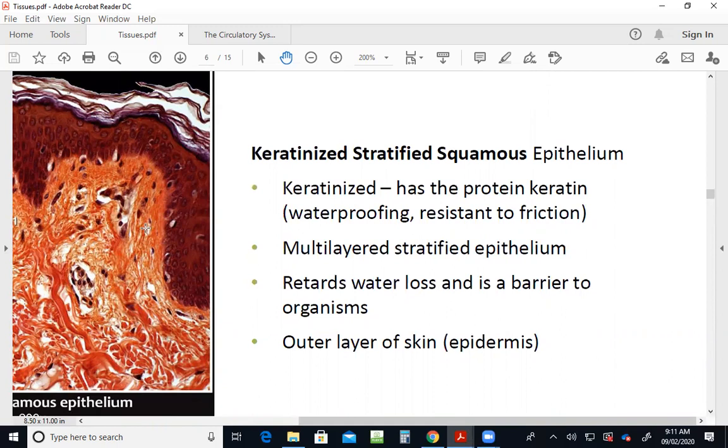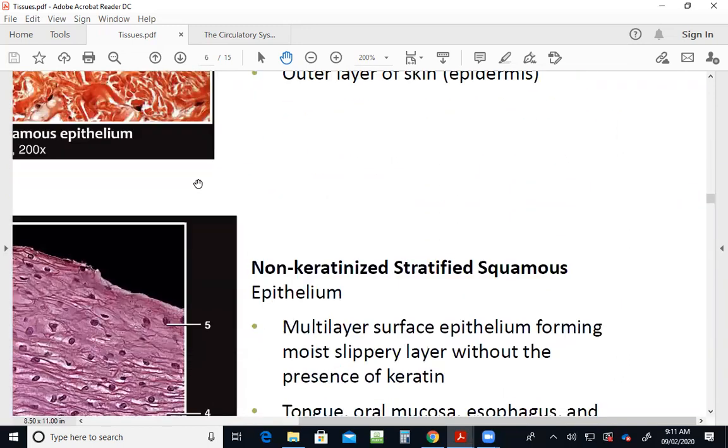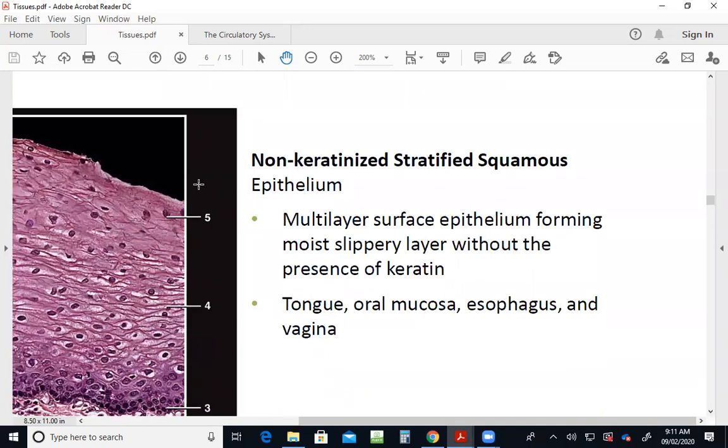All right, that's it for our single layer of epithelial type tissue. We'll now move on to multiple layered epithelials, which includes stratified squamous. And there's a word here at the beginning called keratinized. We also have a second form of stratified squamous called non-keratinized.